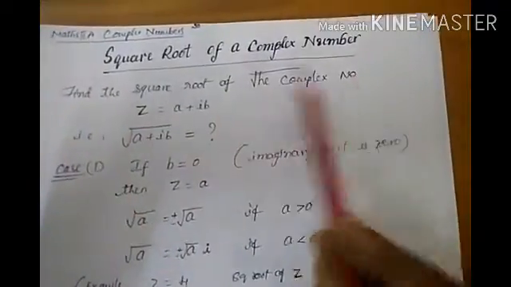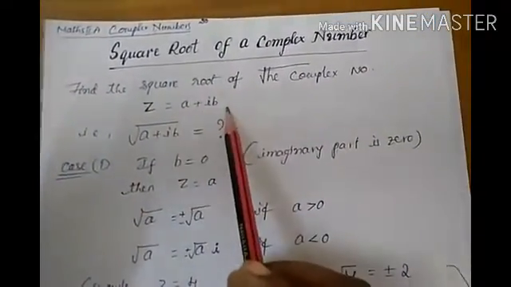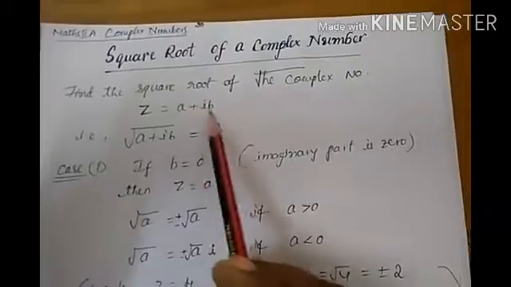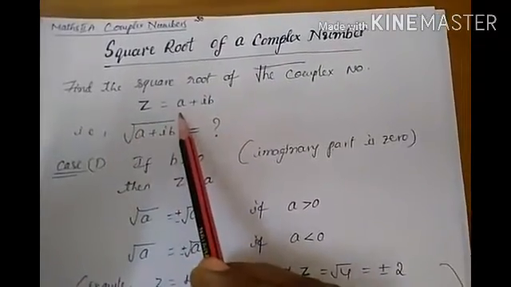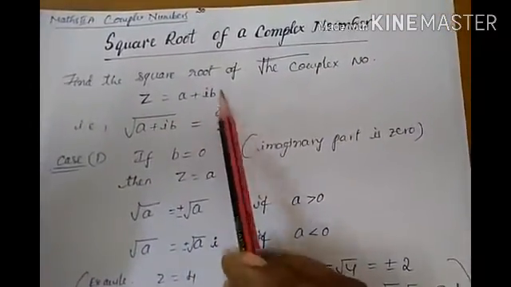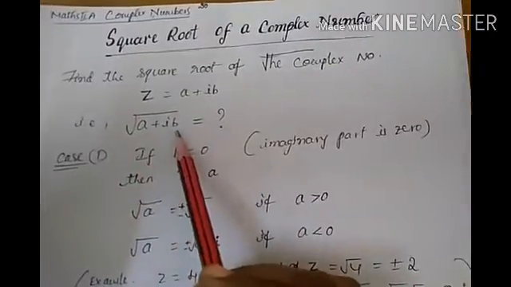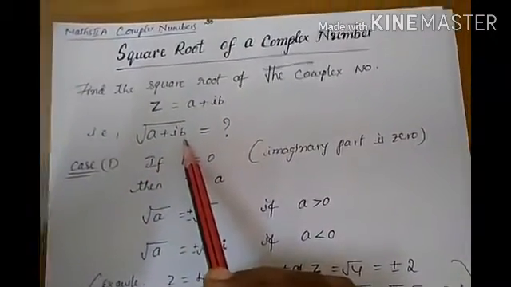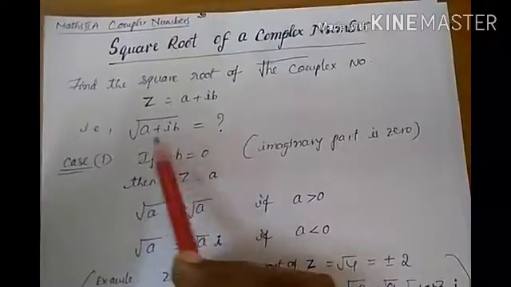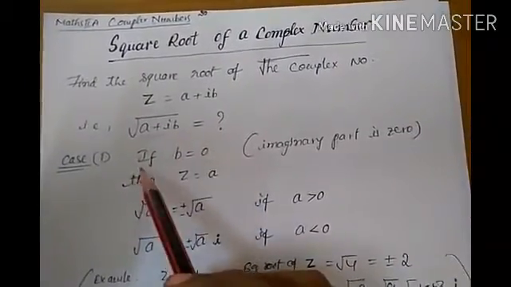Find the square root of a complex number z equal to a plus ib. If z is a complex number, it is in the form a plus ib. What is the square root of a plus ib? In order to find this, you check two cases.